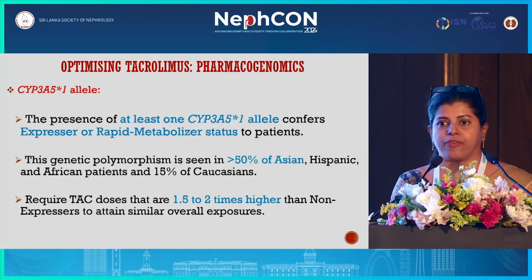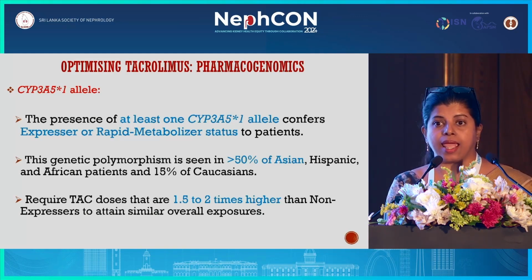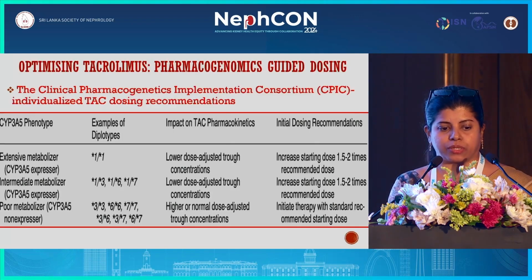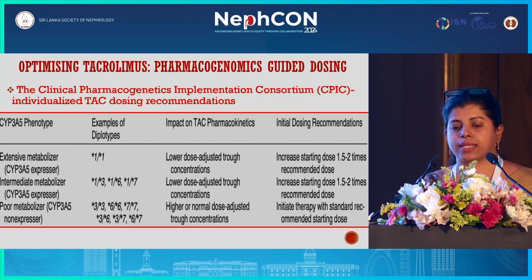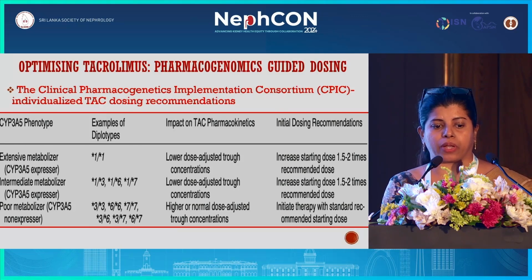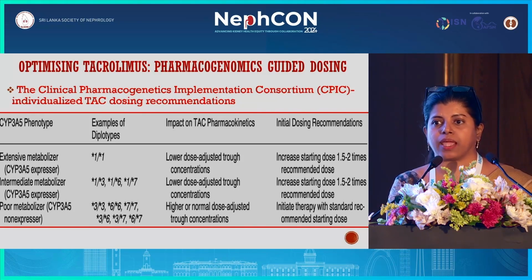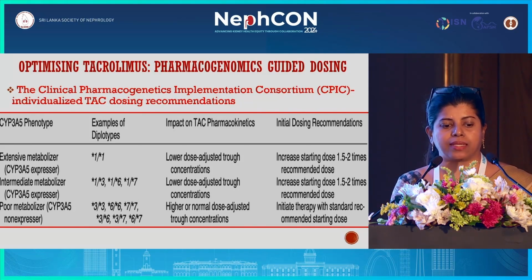Especially with the CYP3A5 gene, *1 allele, the presence of at least one allele confers the recipient an expressor or rapid metabolizer status. This polymorphism is very common in Asians, and if it is present, then you require at least 1.5 to 2 times higher dosing to attain similar overall exposures. The Clinical Pharmacogenetics Implementation Consortium, that is a CPIC body, has recommended individualized TAC dosing based on the CYP3A5 phenotype as extensive metabolizer, intermediate metabolizer, and poor metabolizer.